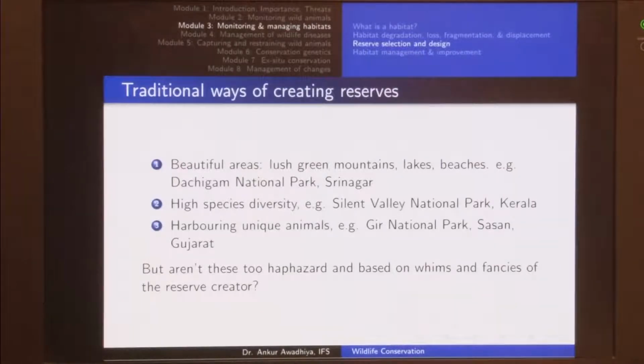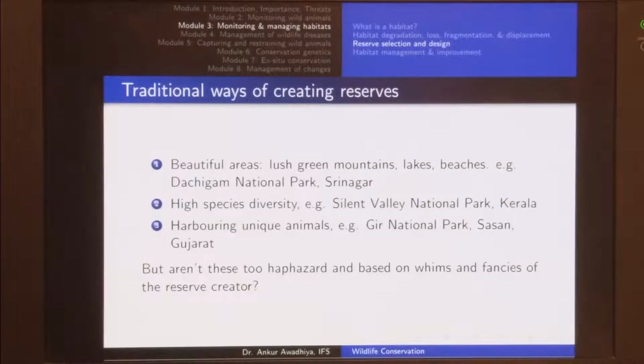Otherwise, we had areas with high species diversity, like the Silent Valley National Park in Kerala. This area has a high diversity of species, so somebody thought, let us make a reserve out of it. Otherwise, areas harboring unique animals, such as the Gir National Park, Sasan, Gujarat, which has the Asiatic lion. This is the only population left of the Asiatic lions. So, because it has this population, let us make a reserve out of it.